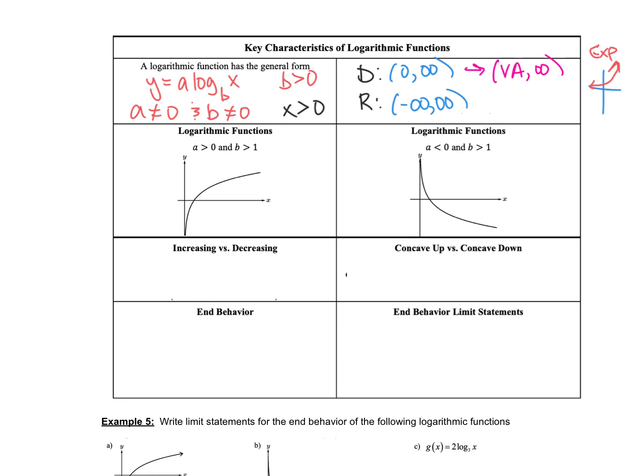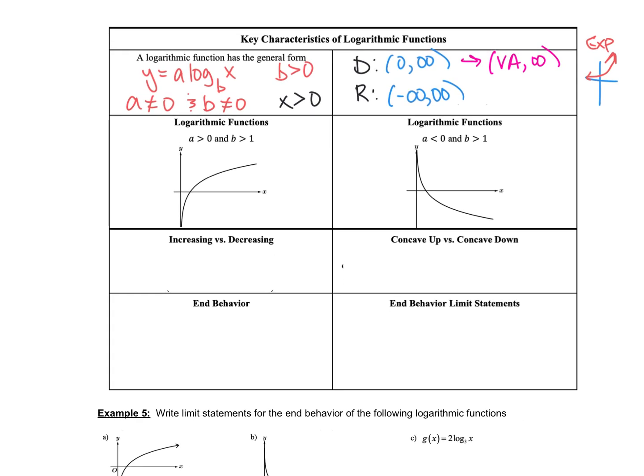All right, so I drew 2 pictures here. Well, I didn't do it, but somebody did, of 2 different logarithmic functions and which ways they can go, or that we're going to consider. When a is positive and my base is greater than 1, it's going to be an increasing function from left to right. When a is negative and my base is still greater than 1, we're going to have a decreasing function.